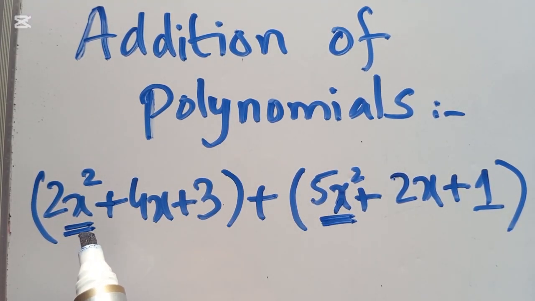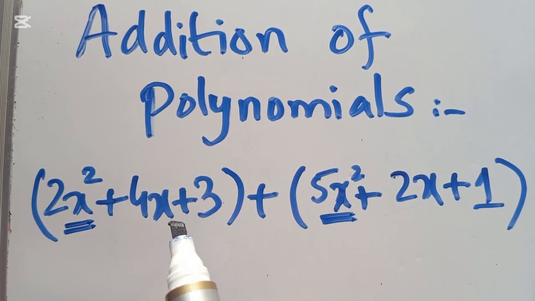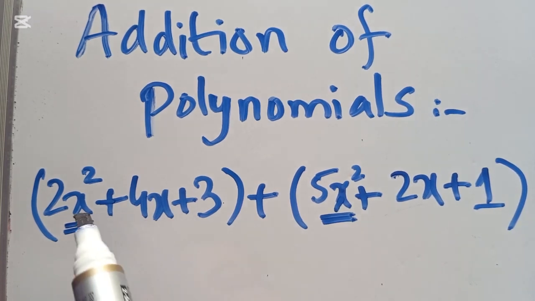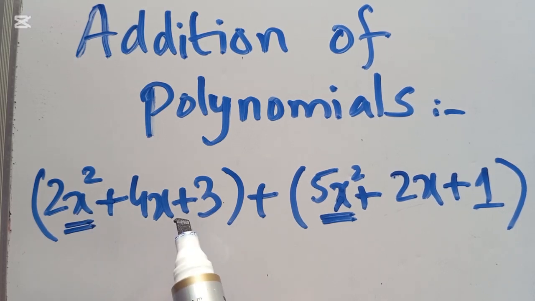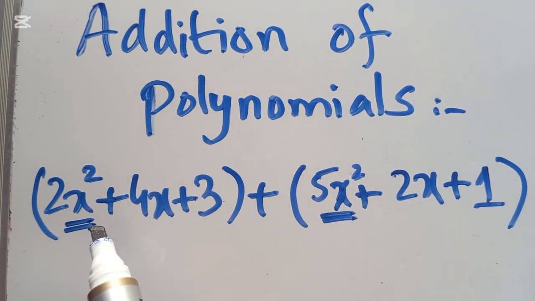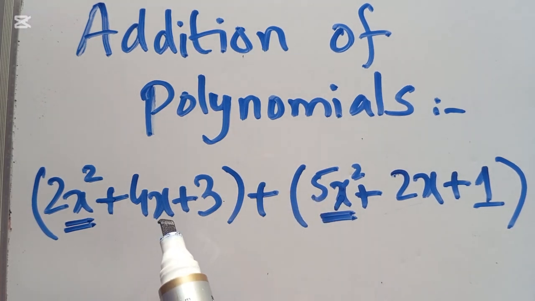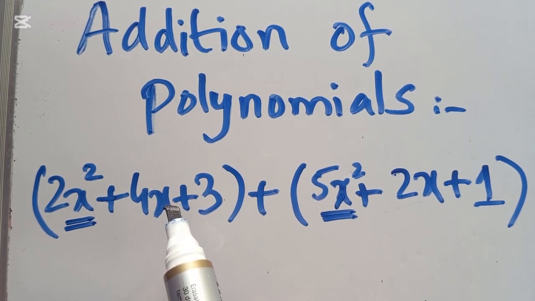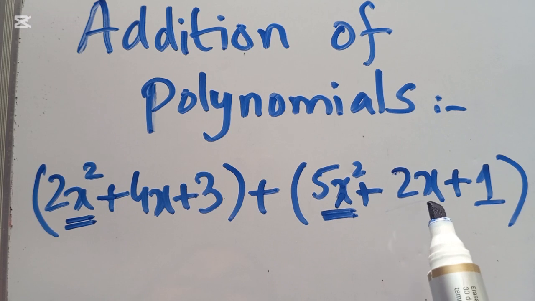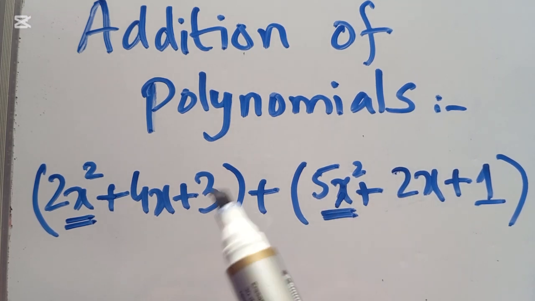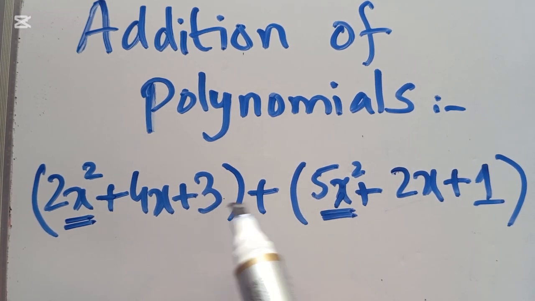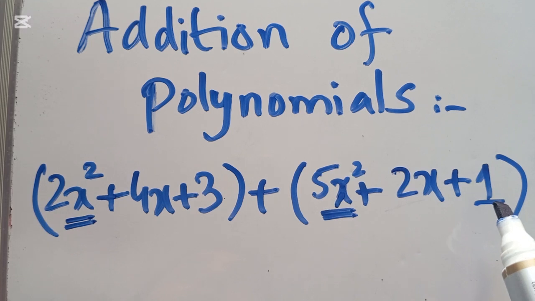The x square term cannot be added in the term with x having one power, because it's a square term and it's a single power term. So the square term will only be added in square term, and the term which has only power 1 will be added in this term x, and this 3 can only be added with 1 because these both are constants. So let's start.